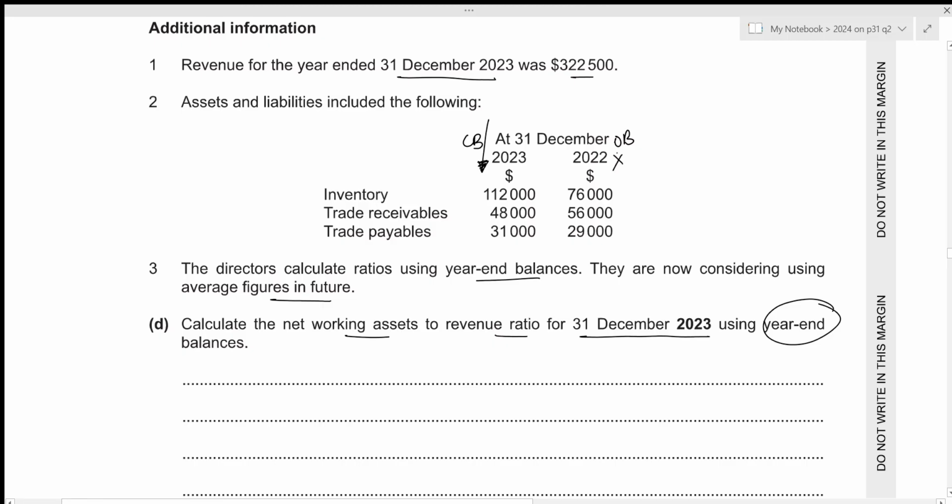Okay, the first thing we need to calculate is the net working assets. Net working assets is just going to be inventory plus trade receivables minus trade payables. So for the closing date, that will be 112,000 plus 48,000 minus 31,000, which results in 129,000.